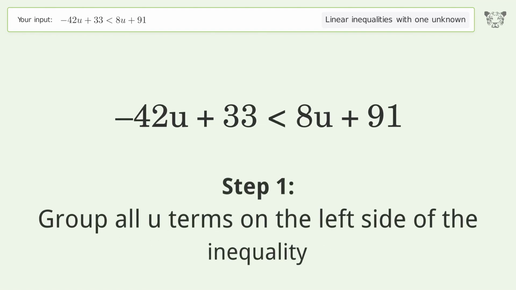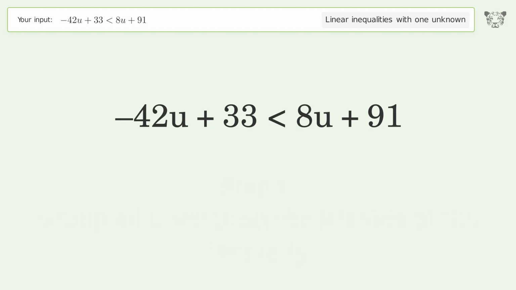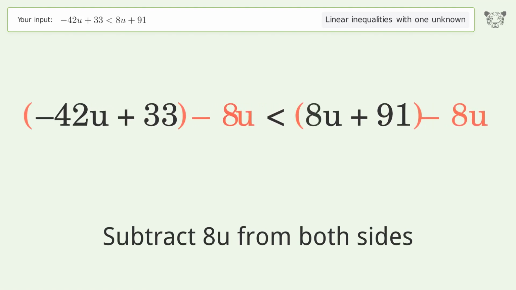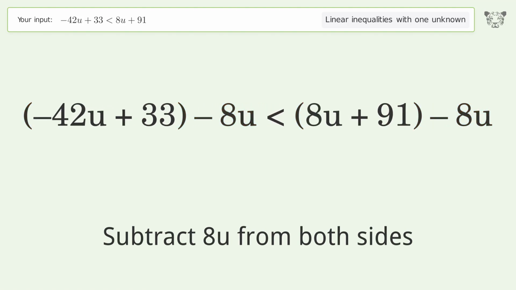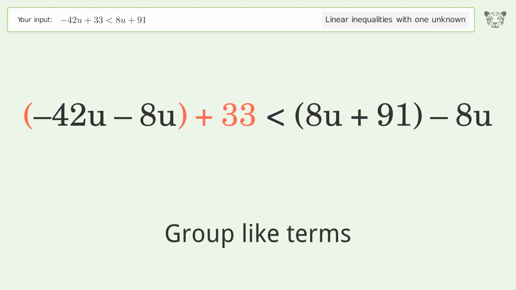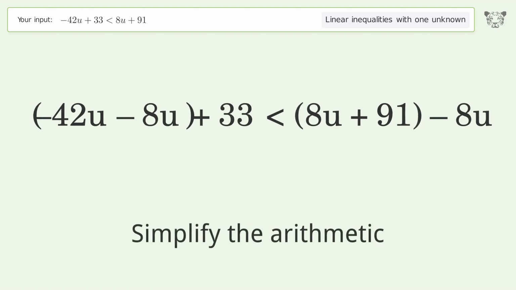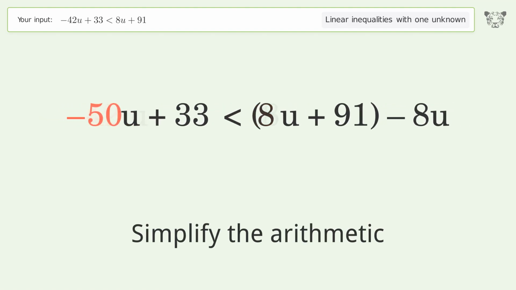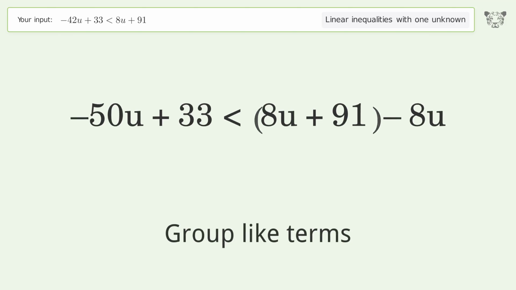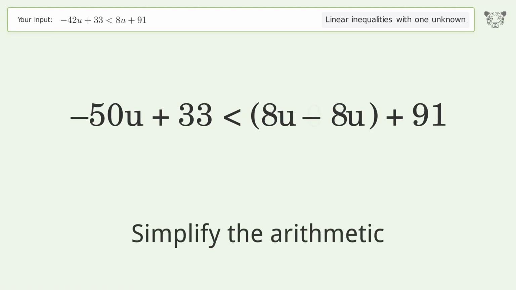Group all u terms on the left side of the inequality. Subtract 8u from both sides. Group like terms. Simplify the arithmetic. Group like terms. Simplify the arithmetic.